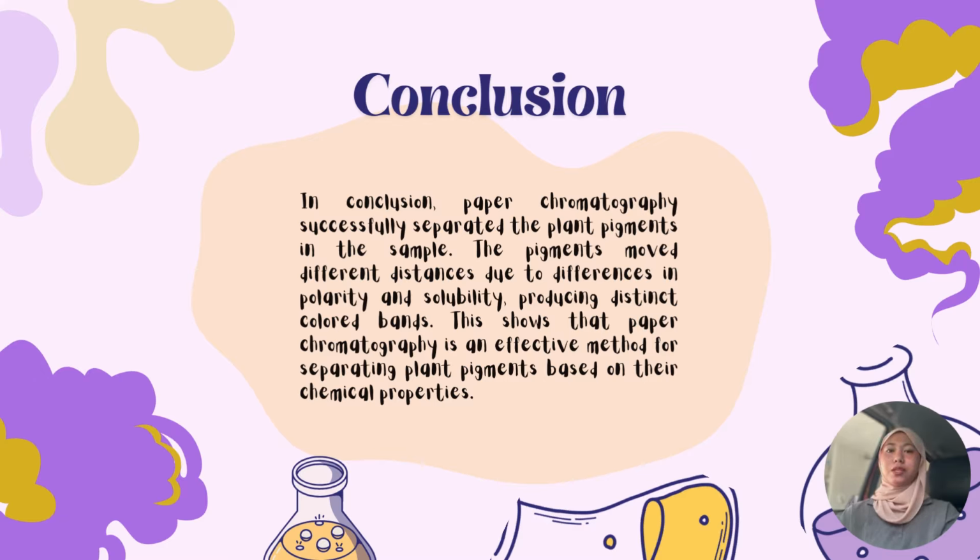The separation observed confirms that plant leaves contain multiple pigments rather than a single coloring compound. Additionally, the calculated Rf values further support this observation, as each pigment exhibits a unique Rf value that reflects its chemical behavior during the chromatographic process. Overall, this experiment demonstrates that paper chromatography is a simple yet effective analytical technique for separating and analyzing plant pigments based on their polarity and interactions with the stationary and mobile phases.